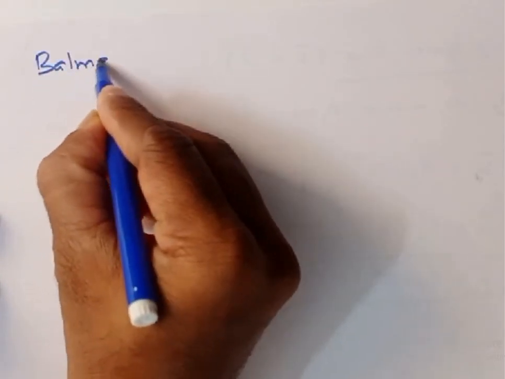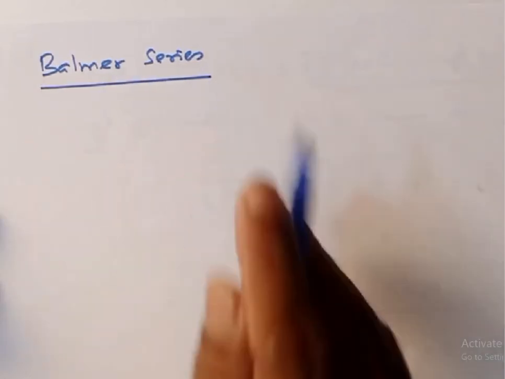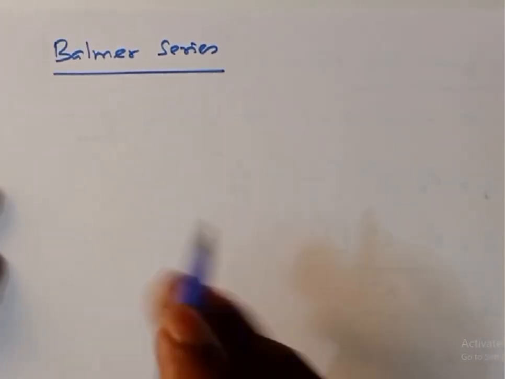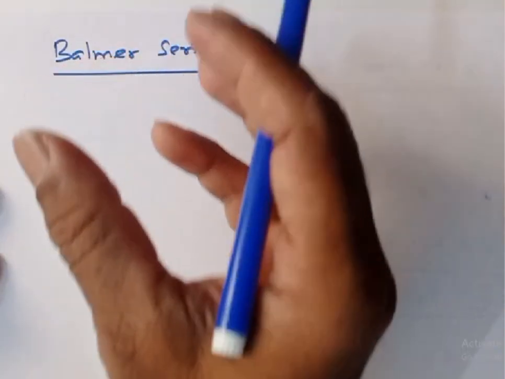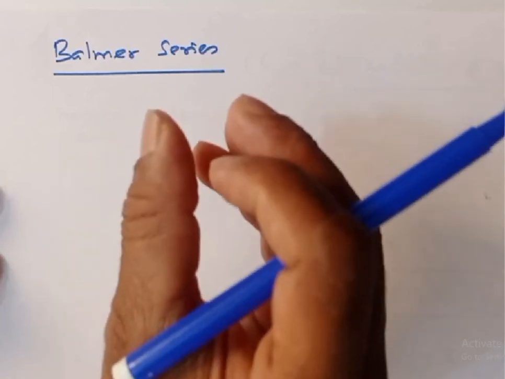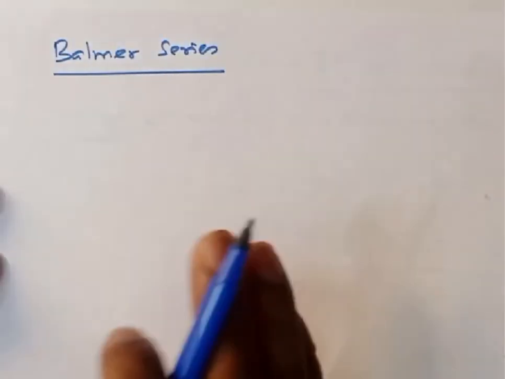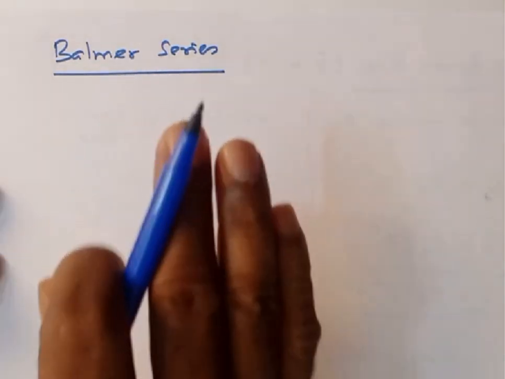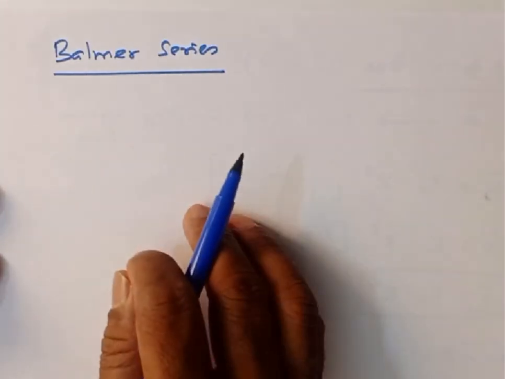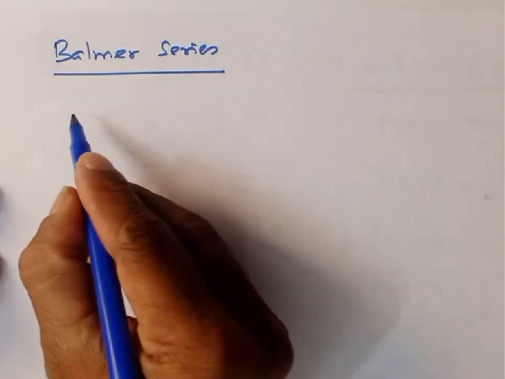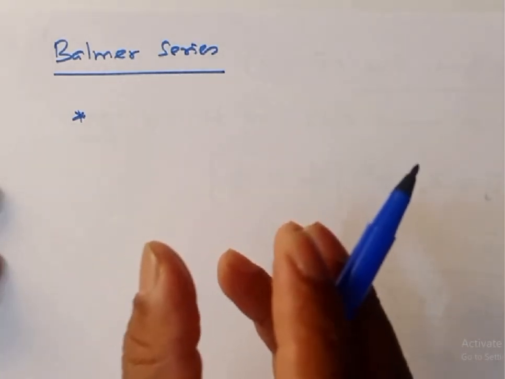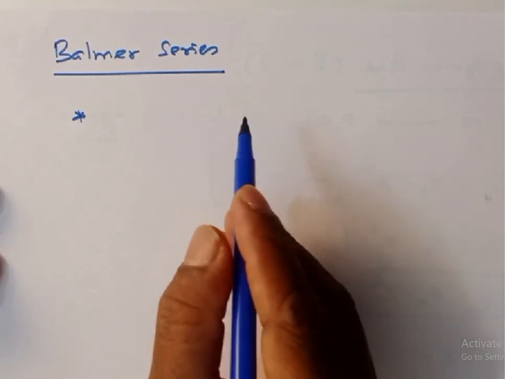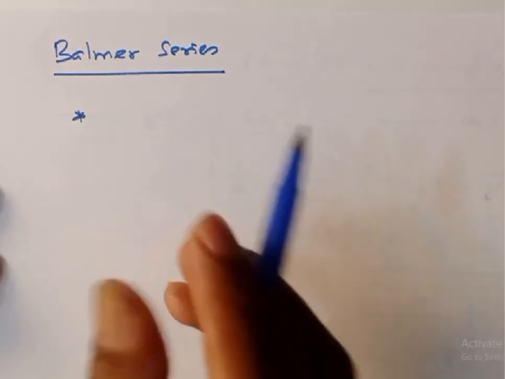Now let me go to the next one, that is Balmer lines, or Balmer series. Balmer was a school teacher who actually performed this experiment, and he found that some lines appear in the visible region of the spectrum. He analyzed those lines and gave a formula, but we are not going to discuss that; I am just giving this idea for information's sake. He analyzed the lines that appear in the visible region of the hydrogen spectrum. Those lines are called Balmer lines, and the bunch is called the Balmer series.